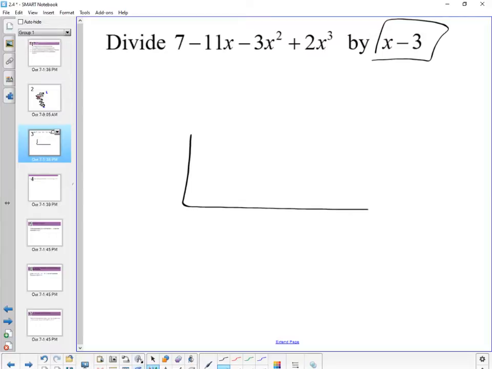So what would make x minus 3 equal 0? What would x have to be? 3. So we're going to put 3 up front. Okay? And then we're going to place all of the constants in order, of course, from the highest to the lowest in standard form. So we have 2, -3, -11, and then a +7, correct?